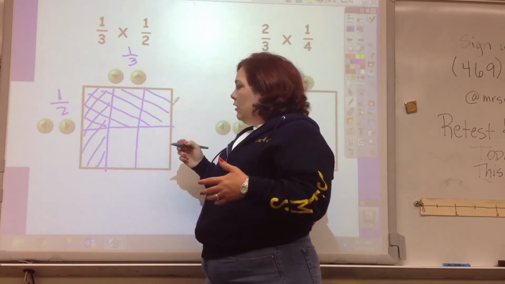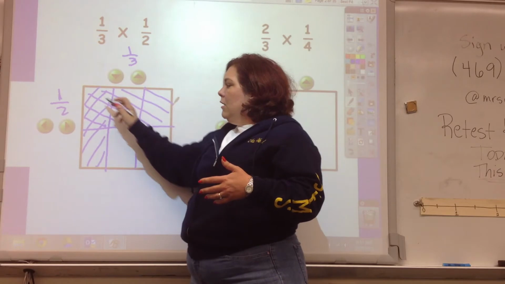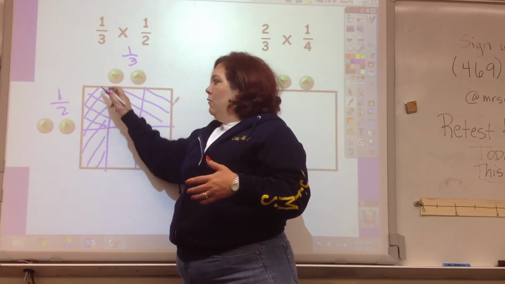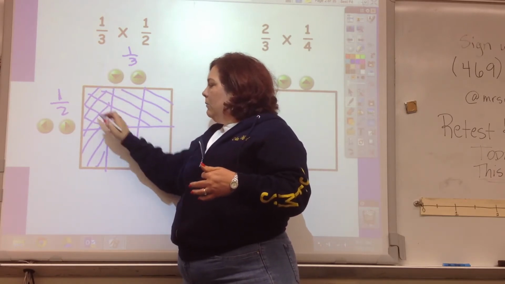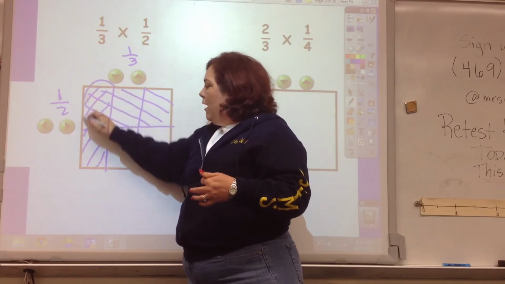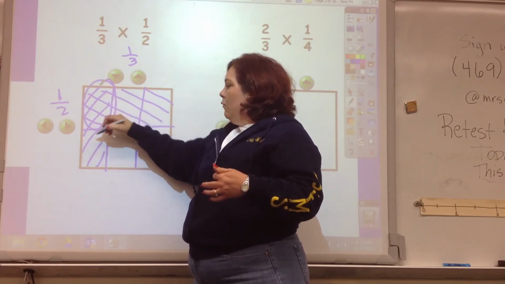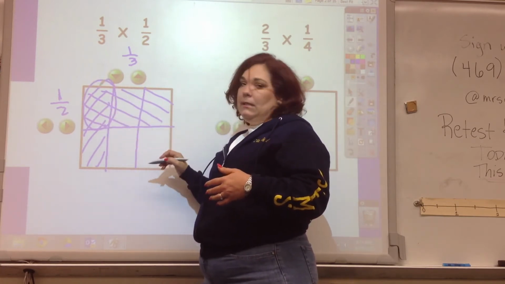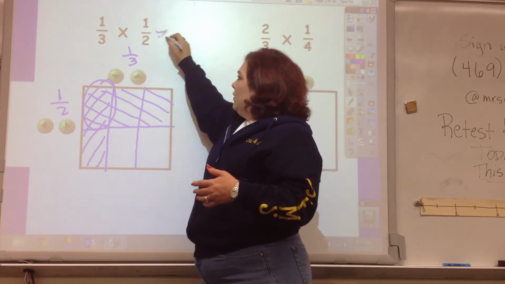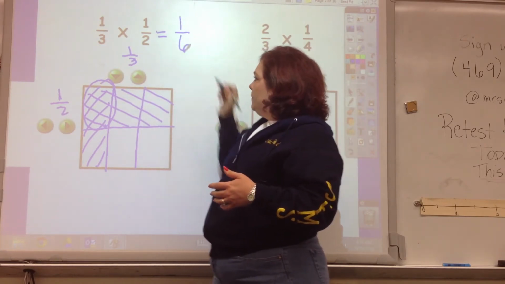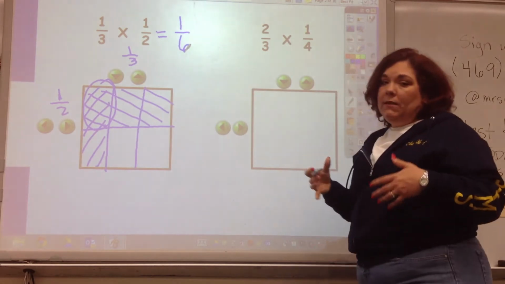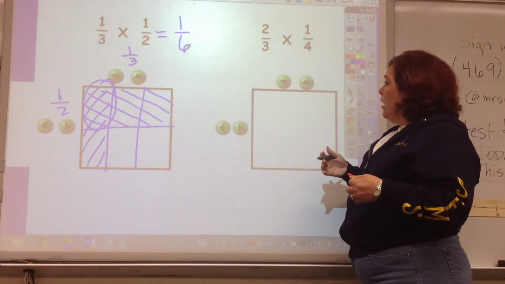And the answer is how many are cross-shaded. So you've got this going this way and going this way. So there's 1 out of how many? 1, 2, 3, 4, 5, 6 parts. So the answer is 1/6. And look at that and see if you can see any pattern to that.